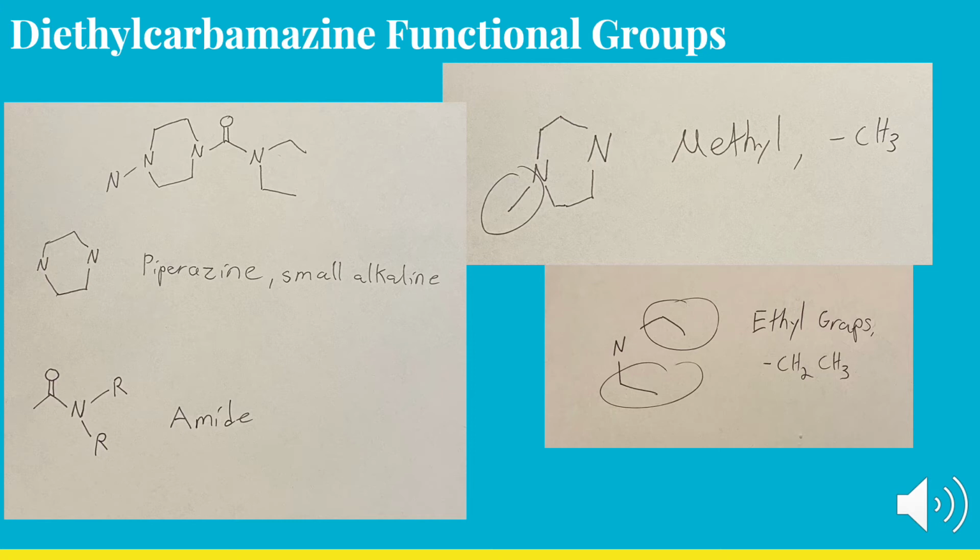The third group that I'm familiar with is the ethyl group, of which diethylcarbamazine has two. They are circled below the methyl picture. The ethyl group is CH2CH3. The functional group present that I'm less familiar with is a small alkane known as piperazine. Piperazine is a six-membered ring with two nitrogens on opposite sides.